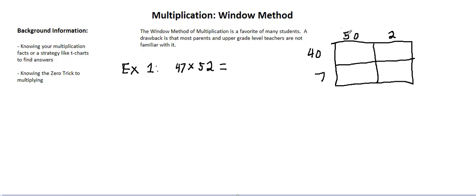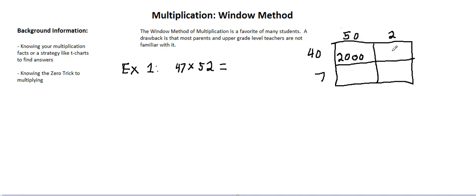So 40 times 50. We start with the base fact of 5 times 4, which would be 20. And then the 2 zeros are placeholders, so that would turn it to 2,000. However many zeros there are, we put those on.